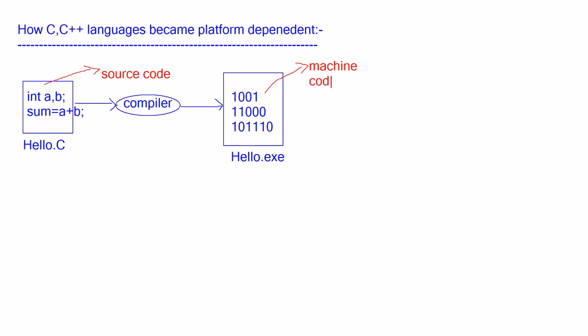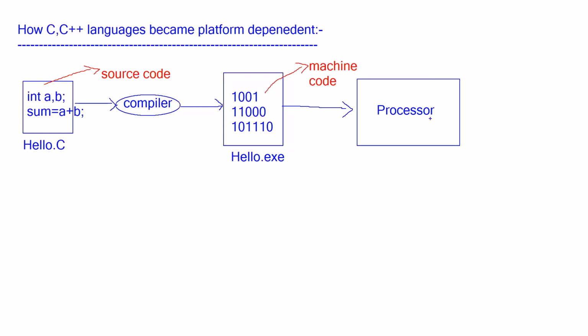Machine code. So now this exe file, which has machine code, should be executed by the processor. So now this file is given to the processor. Here is my processor. Which processor is it? It can be a Pentium processor or any processor.